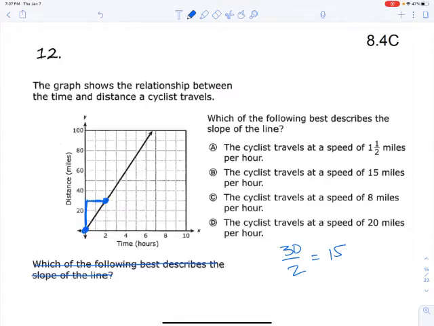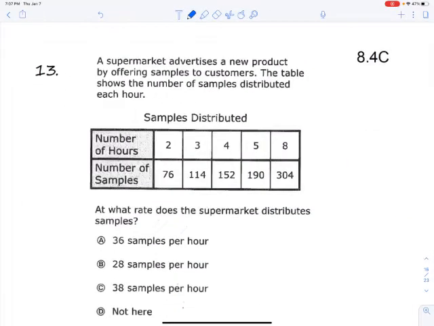So it says, A, the cyclist travels at a speed of 1.5 miles per hour. No, because we've got miles per hour. So that's going to be our labels. So that's how we look at that. So this basically is 15 miles per hour. So we look at B, the cyclist travels at a speed of 15 miles per hour. Yes. And you could have eliminated all the other three. Okay, so let's look at the next one.